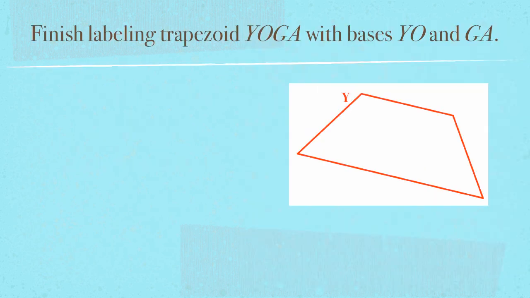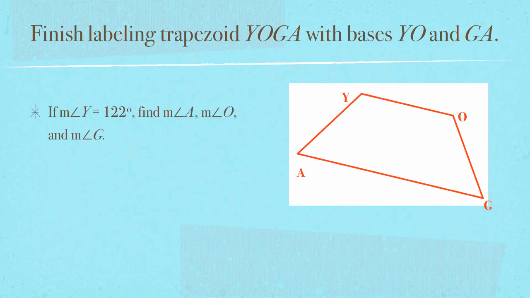Now, let's say I've got this trapezoid YOGA. It's not on a coordinate plane. It's not on an XY grid. All we know is that it has bases YO and GA. And so we must label them in a clockwise fashion. Y, O, G, and A.